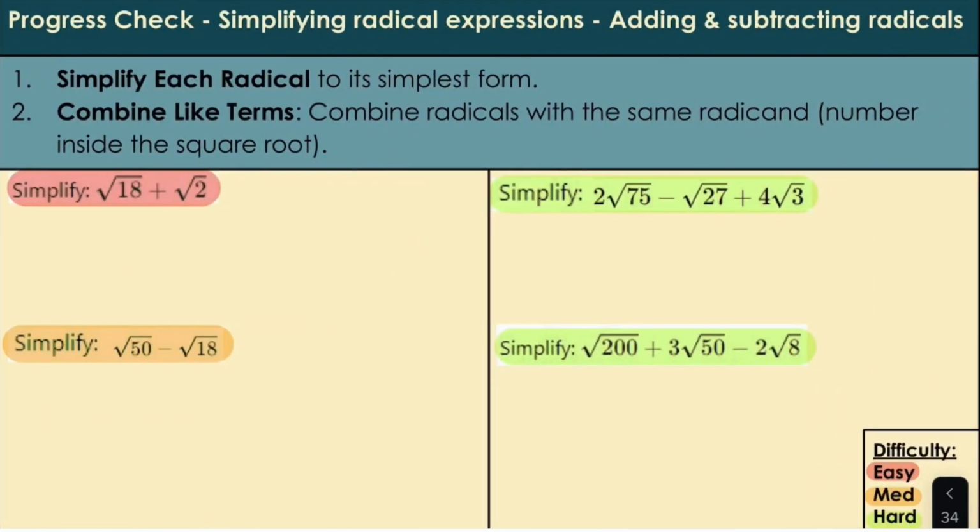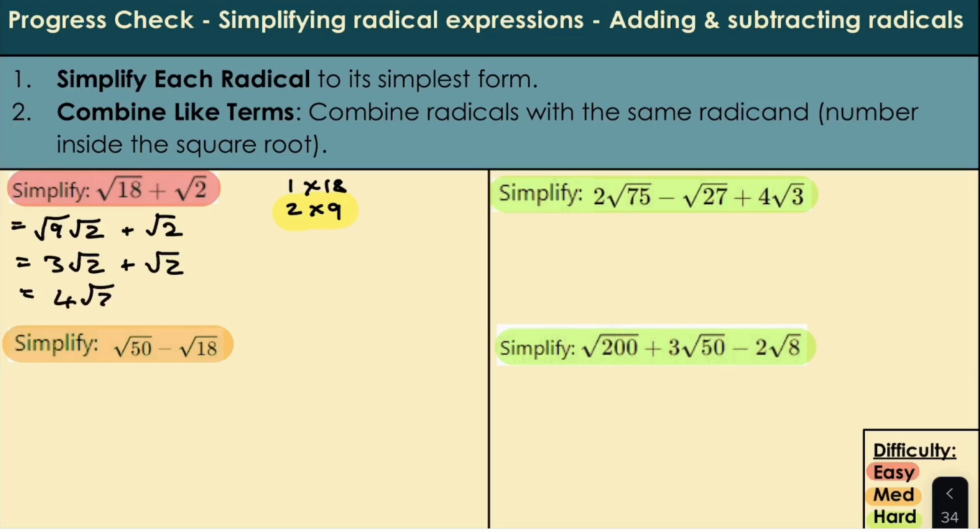Progress check. Have a go yourselves, then check your answers with mine. Root 18, let's do factor pairs for 18. Aha, we see our square number 9. So let's break up that 18. And our root 2 stays the same. Now the square root of 9 is 3. So we have 3 groups of root 2 plus 1 group of root 2. That is 4 groups of root 2.